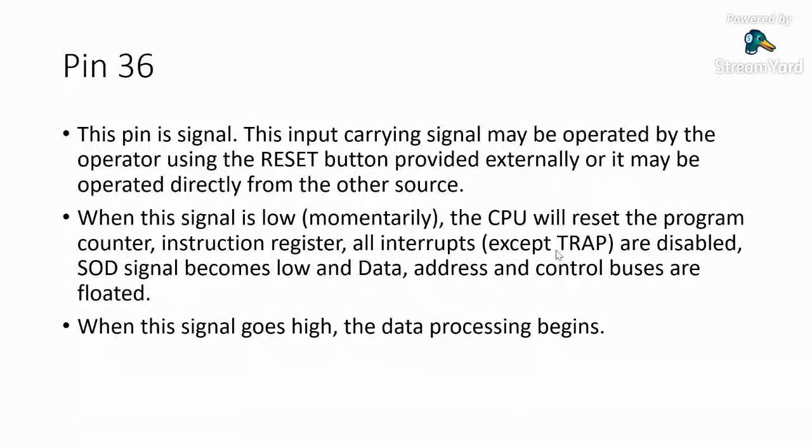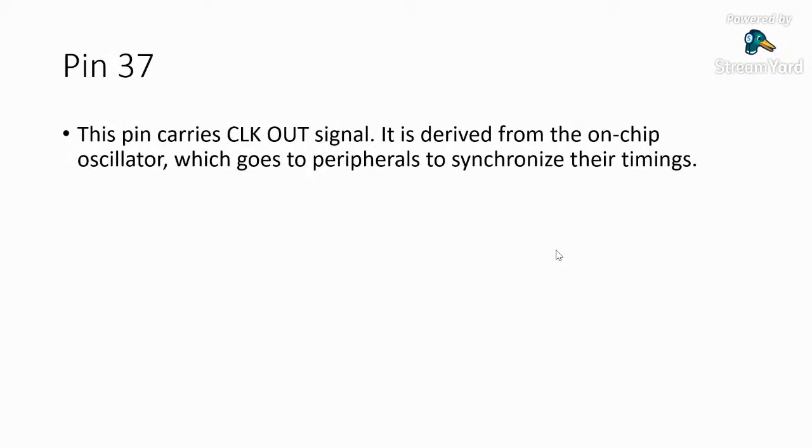This is pin number 36, which is the reset button, provided externally, or it may be operated directly from another source. When this signal is low, momentarily, the CPU will reset the program counter and instruction register, and all interrupts except TRAP are disabled. The SOD signal becomes low, and the data and control buses are floated. When this signal goes high, the data processing begins.